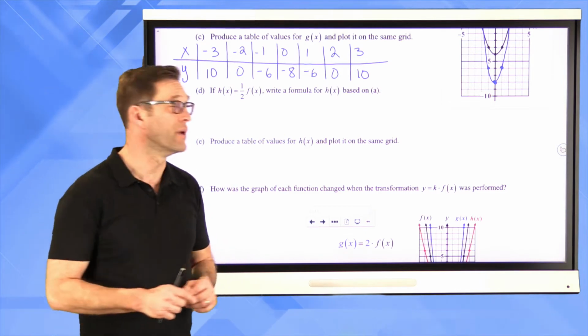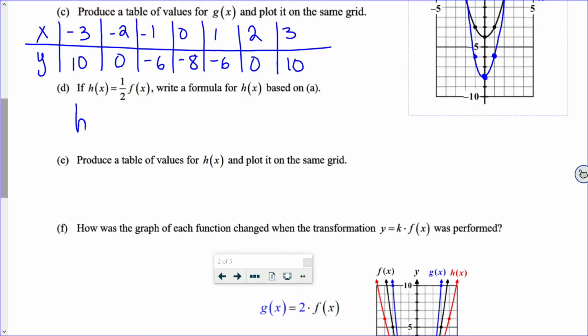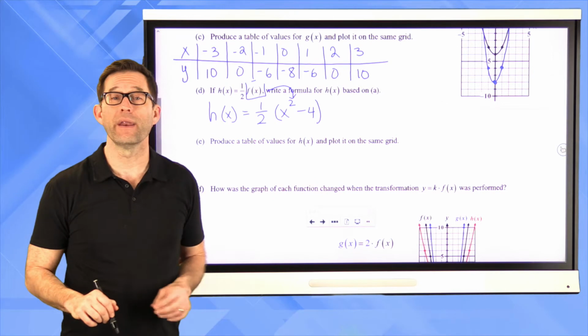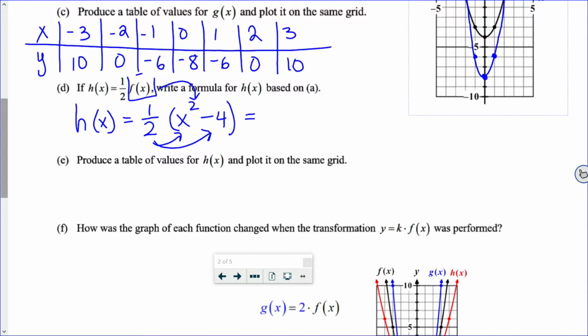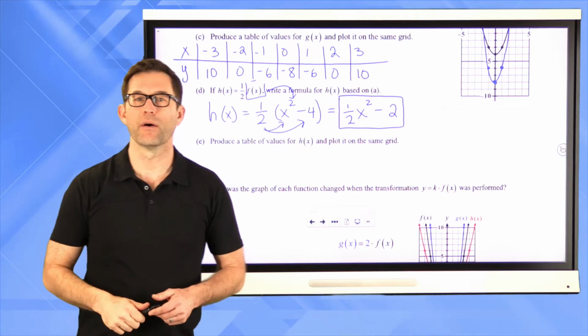All right, well, let's do it. h of x equals 1/2 f of x, so h of x is 1/2 times x squared minus 4. Remember, that's all f of x is. f of x is just x squared minus 4. Again, that is a nice way to write it, but I'm going to distribute that multiplication by 1/2. 1/2 times x squared, I get that. But 1/2 times 4, of course, is 2. So this is the formula I'm going to have for h of x, 1/2 x squared minus 2.